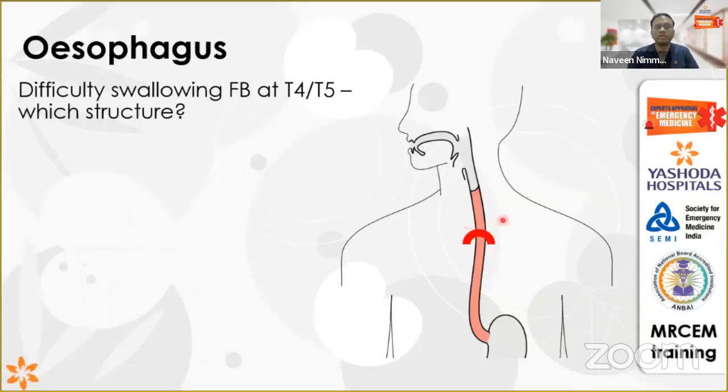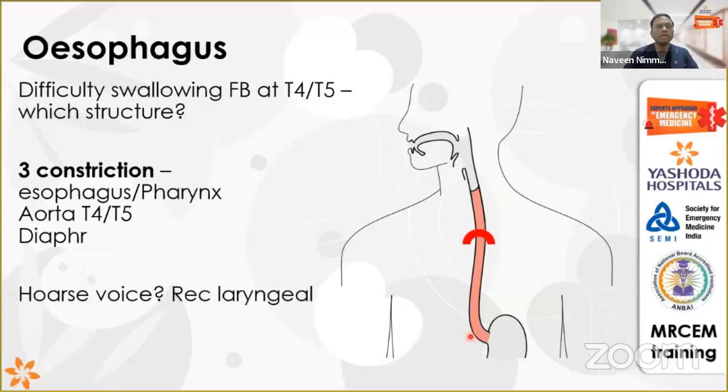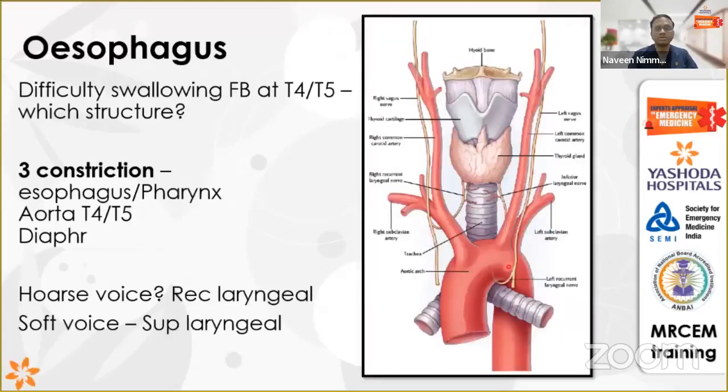If they say someone is having hoarseness in the voice, that means there could be a problem with the recurrent laryngeal nerve. If you notice, the recurrent laryngeal nerve takes a long route. So hoarseness of voice, recurrent laryngeal nerve. If they say there is a soft voice, they're not saying hoarseness, the voice is low pitched and soft, that means the problem is in the superior laryngeal nerve. So hoarseness, recurrent laryngeal nerve. Softness, superior laryngeal nerve.